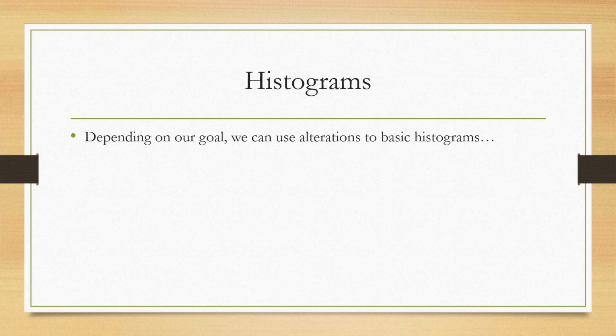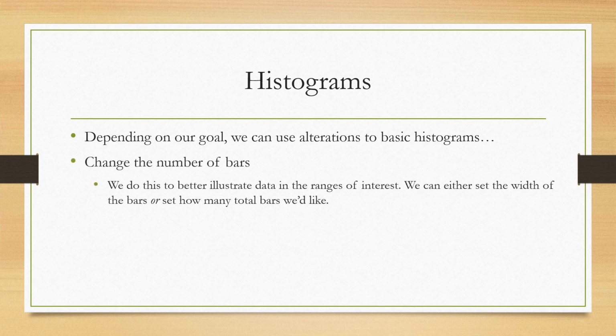So, depending on the story that we're telling, we can change the basic histogram. We already talked about potentially changing the number of bars. We can do this to better illustrate the range of interest. And grades is the only example I can think of. Maybe instead of having equally sized bars, I want to do A, B, C, D, and F. So 90 to 100, 80 to 90, 70 to 80, 60 to 70, and then 0 to 60. So a different width of bar. This could be useful in that particular case.